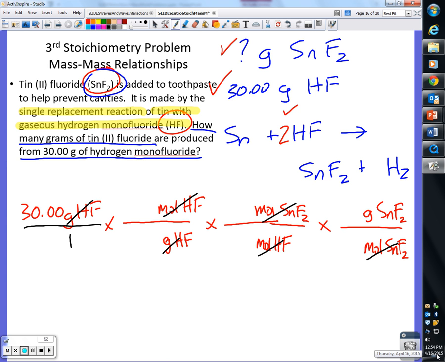What's the only unit that we have left in this problem? Grams of tin fluoride, which is good because that's what we want. All right, now, numbers. Let's start with this second conversion factor: moles of hydrogen fluoride, moles of tin fluoride. That makes it our what? Mole ratio. And we get the numbers of the mole ratio from the coefficients, so there and there.